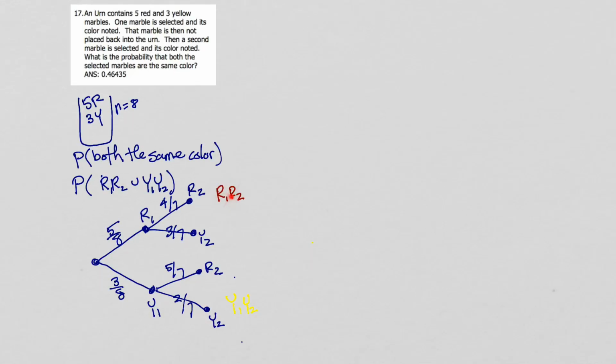So to get here, a red on the first and a red on the second, we're following this branch and this branch. So this is going to be 5/8 times 4/7, or, now there's a plus, we could be down this branch here, yellow on the first and yellow on the second. So down that branch, that's going to be 3/8 and then 2/7.